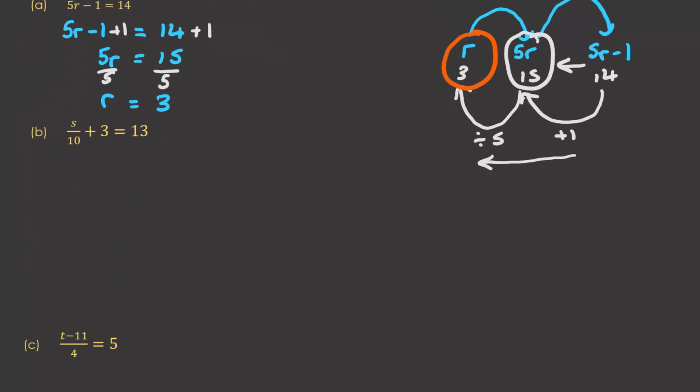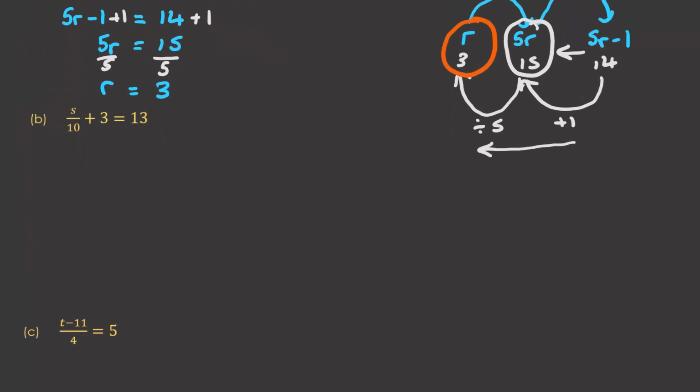So, without the flowchart, we could do this. But what I need to think is, the first thing that happens to the S is I divide by 10 and then I add 3. So the first thing to do is take away 3. So I've got S over 10, add 3, take away 3 is going to be equal to 13, take away 3. And I'm just using different colours here just to make it clear what I'm doing.